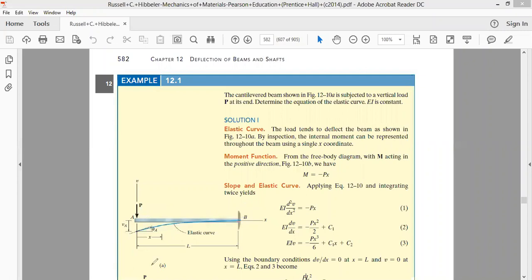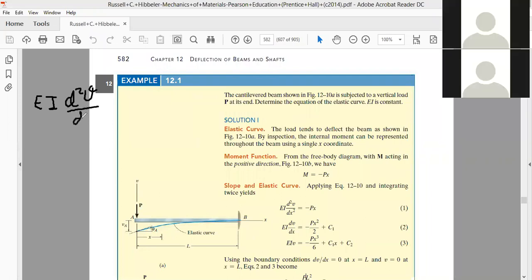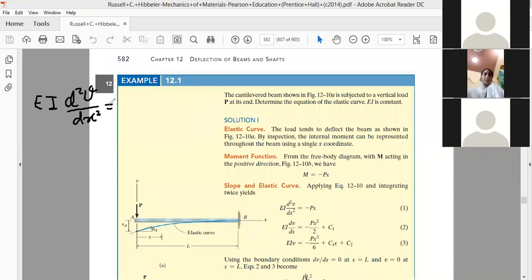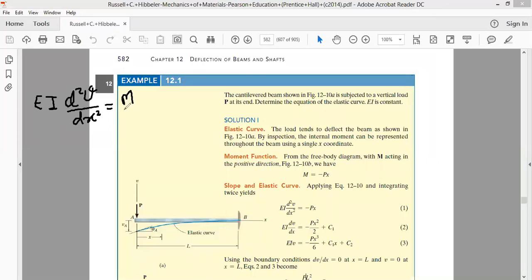We can do them like this. First of all, we know the equation of the elastic curve, the equation that we derived yesterday: EI d²ν/dx² = M, where M is the bending moment of the beam.